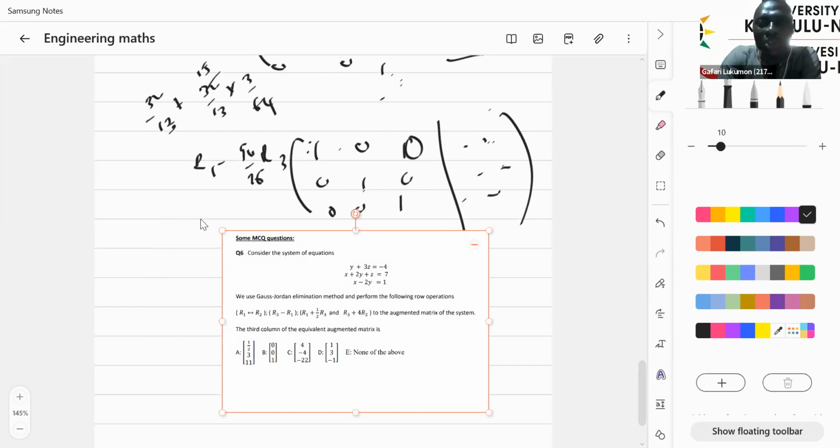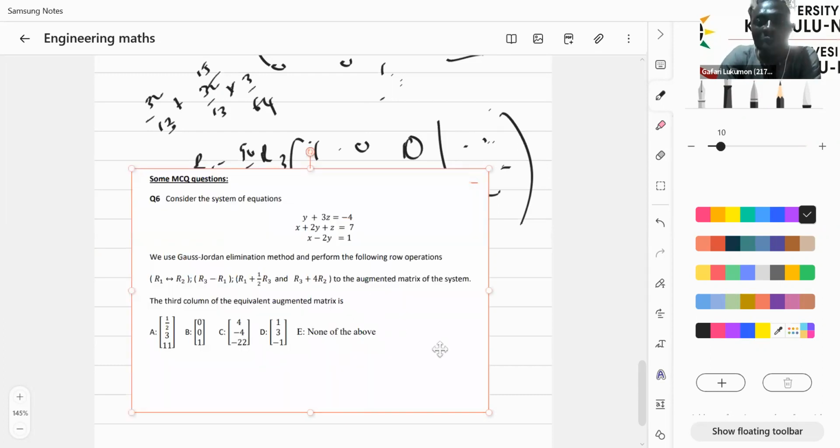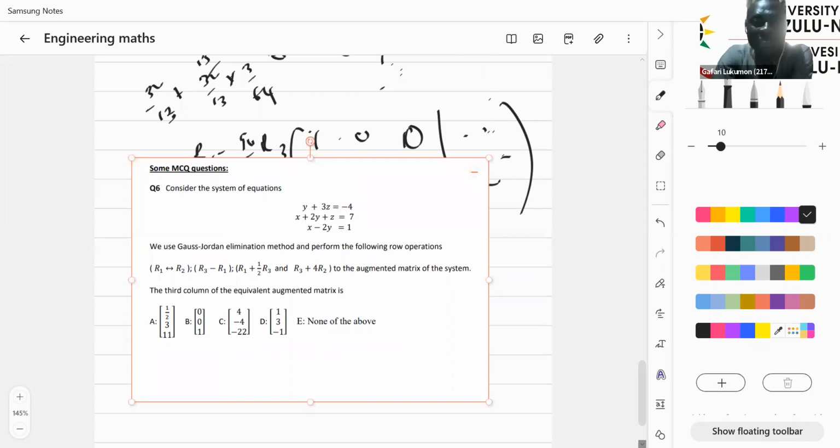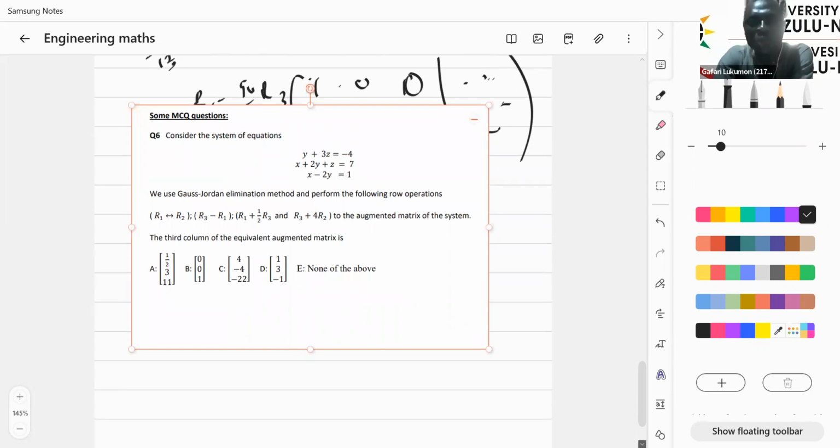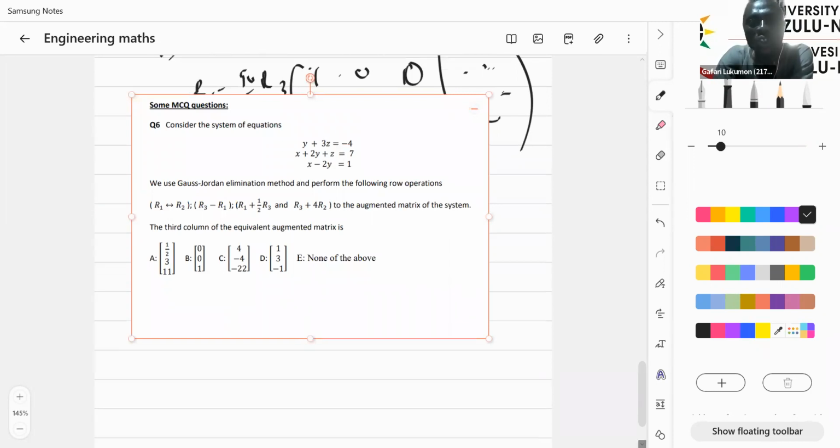So look at this question. The question says, consider the system of equations S plus y plus 3z is equal to -4, S plus 2y plus z is equal to 7, S minus 2y is equal to 1. Then we use the Gauss Jordan elimination method and perform the following row operations to the augmented matrix of the system. Then the question asks us to do what? The third column of the equivalent augmented matrix is this. Yeah, they want you to find the third column.